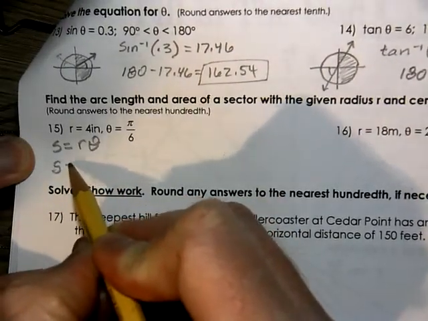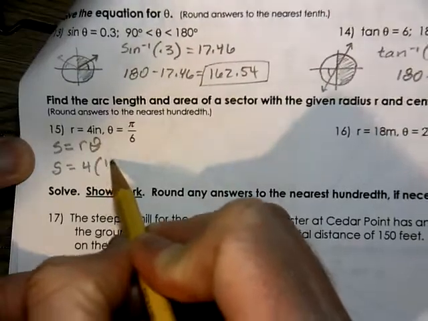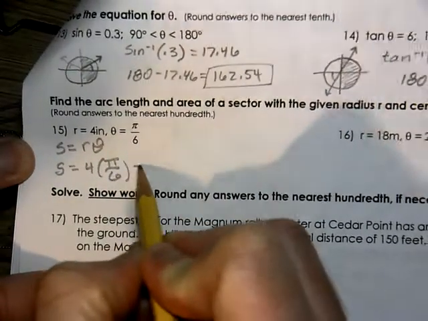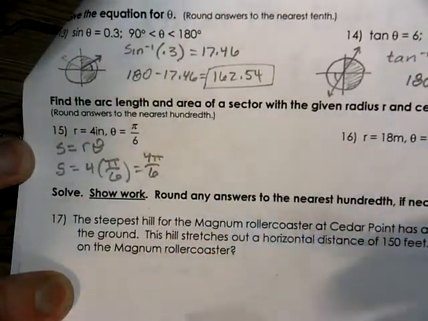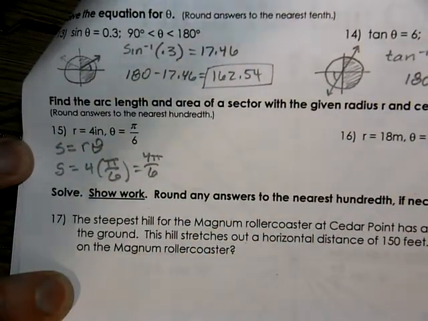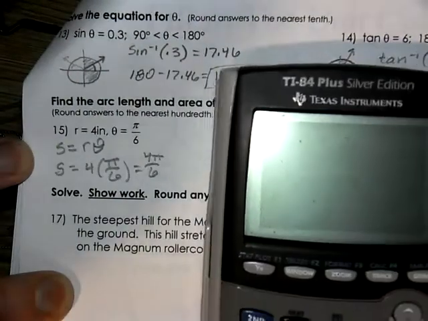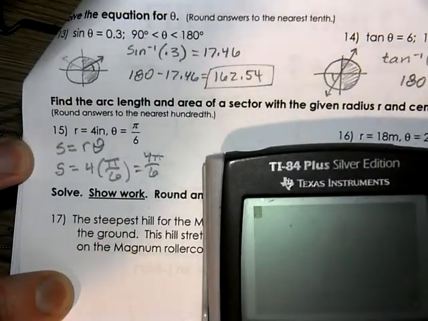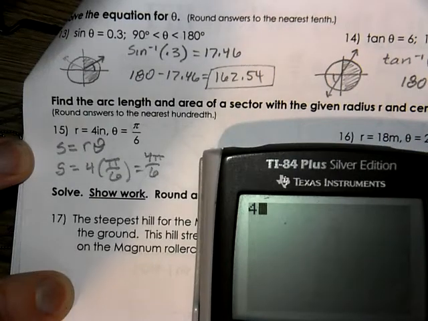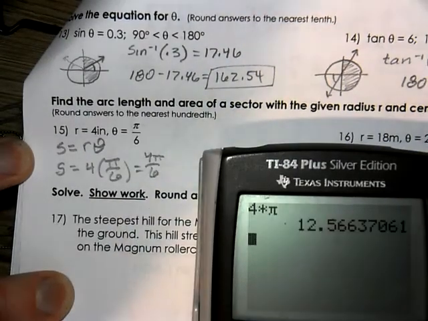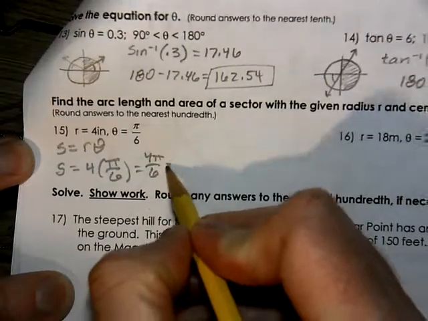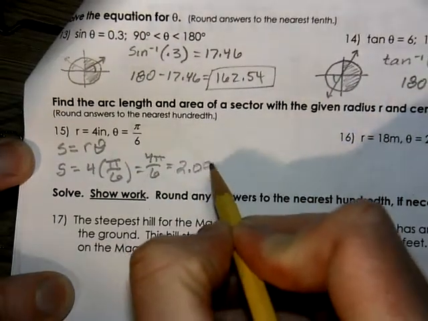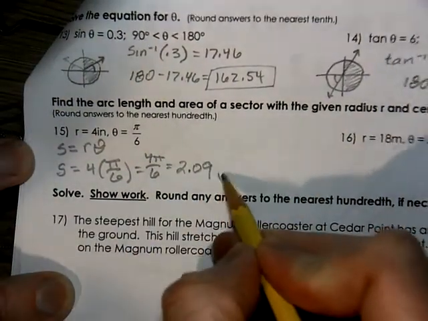So the arc length equals 4 times pi over 6, which turns out to be 4 pi over 6. You could reduce that down to 2 pi over 3 if you wish, but remember that's not an angle. So we would say 4 times pi divided by 6, and we get an arc length of 2.09. And those would be in inches.